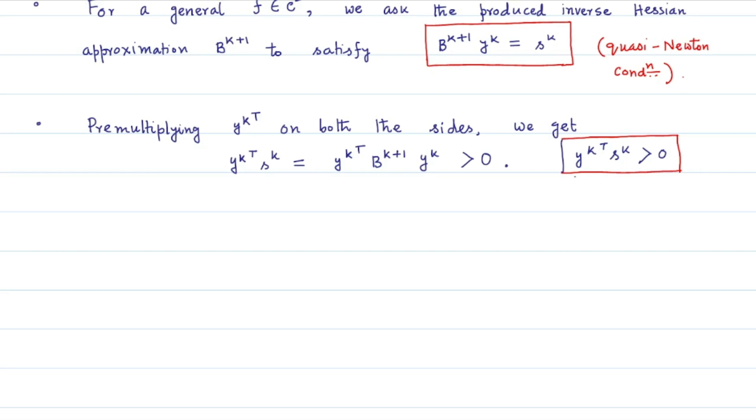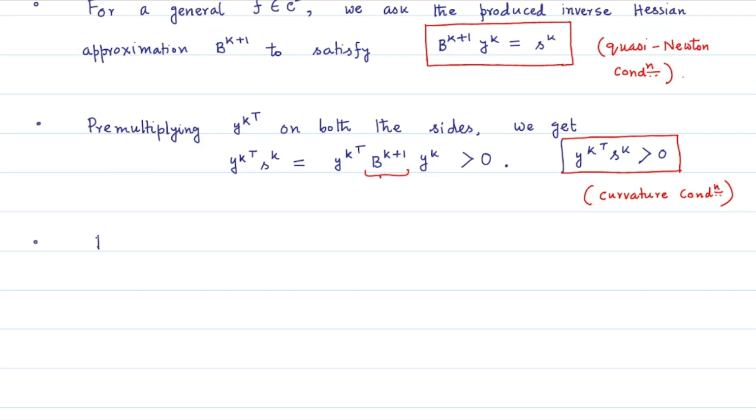Inside this condition we have Bk+1 getting involved, and Bk+1 is possibly taking into account some approximation of the second order derivatives of the function f. We call this condition, yk transpose sk, the curvature condition, because curvature takes care of the bending information of the function, and second order derivative information gives us bending information of the function.